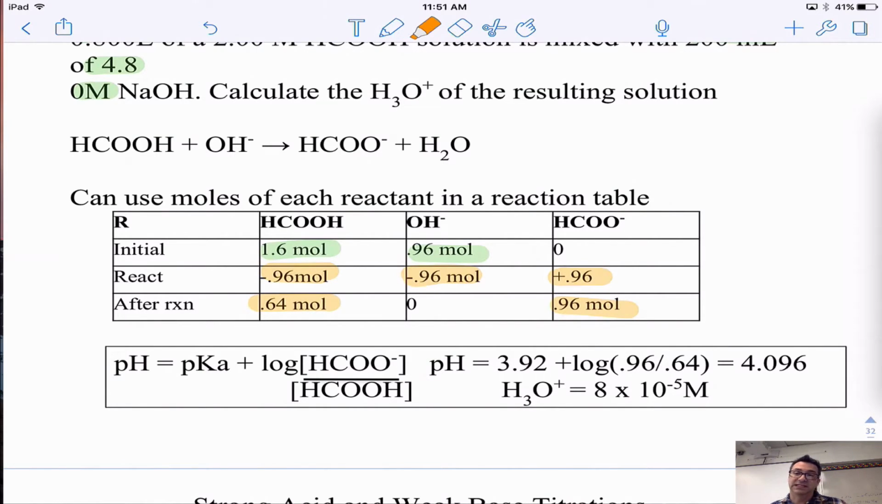But you have to realize that you've actually formed a buffer here. And so now my pH is 4.096. My H3O plus is 8 times 10 to the negative fifth. So this is a situation in which I actually formed a buffer.